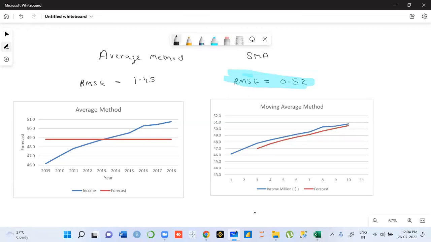So the main scenario for this Excel file is to explain how RMSE is computed. Point number one. Second, how we select the model. So we select the model which has the lowest RMSE value. We compare multiple models and select the model which has the lowest RMSE value. Are you clear? Any question, please ask.